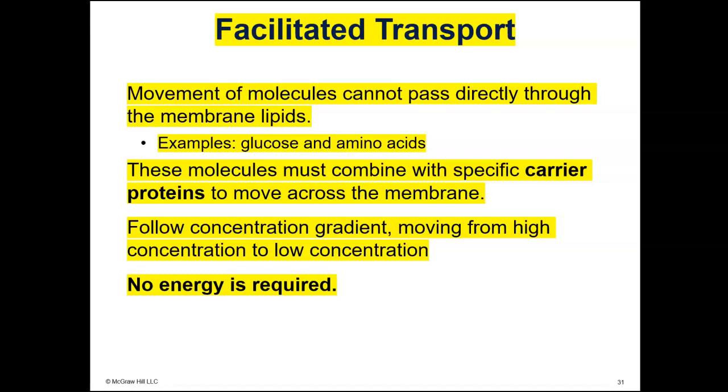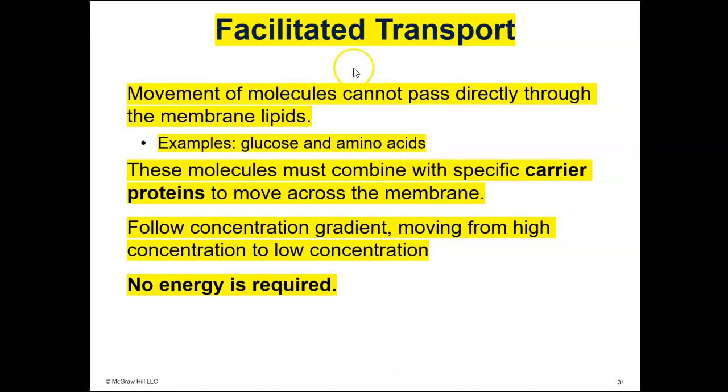So we're still covering passive transport. We finished with diffusion. Molecules that easily pass through the phospholipid bilayer are nonpolar molecules that are lipid soluble, like oxygen and carbon dioxide. We just call that diffusion.